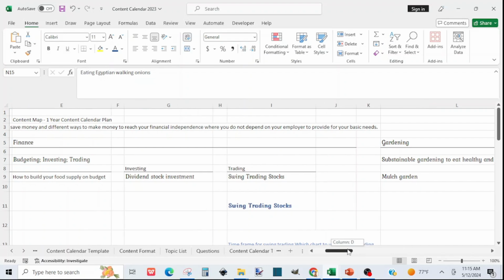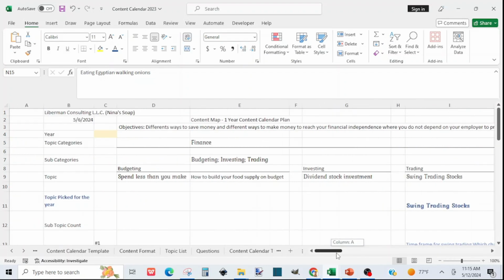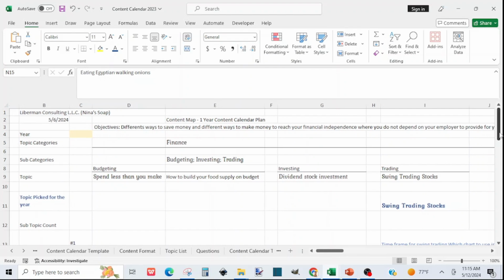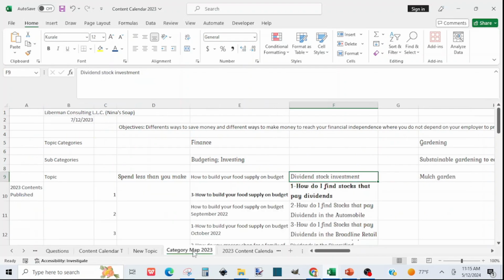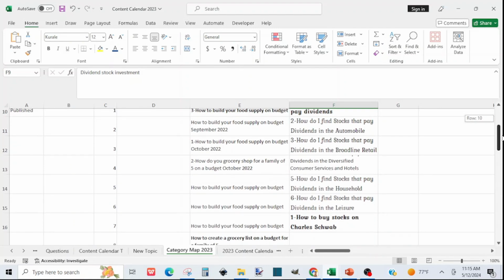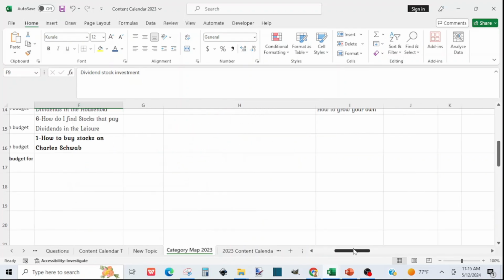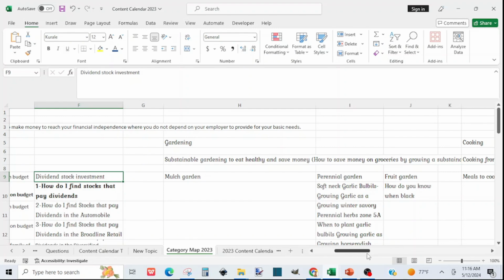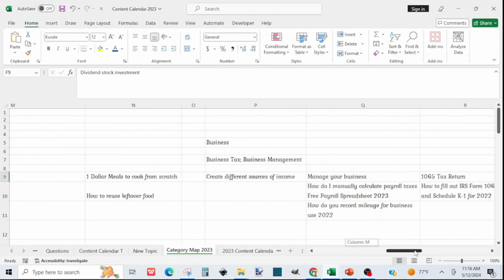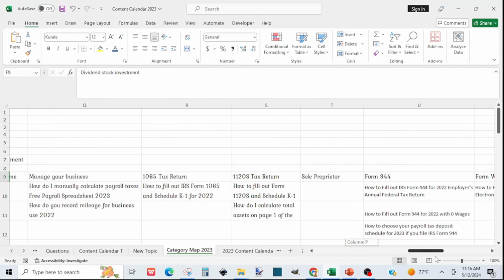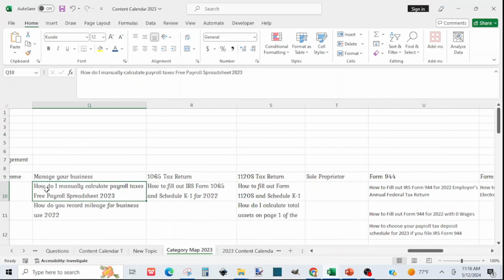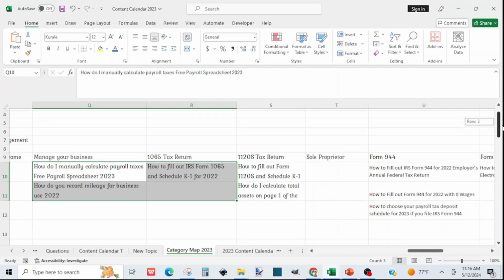I'm going to continue working on this and see how much more I can add to it. It's a learning curve, it's a process. I started in 2023 and it worked well for me. In fact, I started designing 2024, and those pretty much are things that I can easily copy here and paste in 2024 as well, because those are things that I will keep creating year after year.